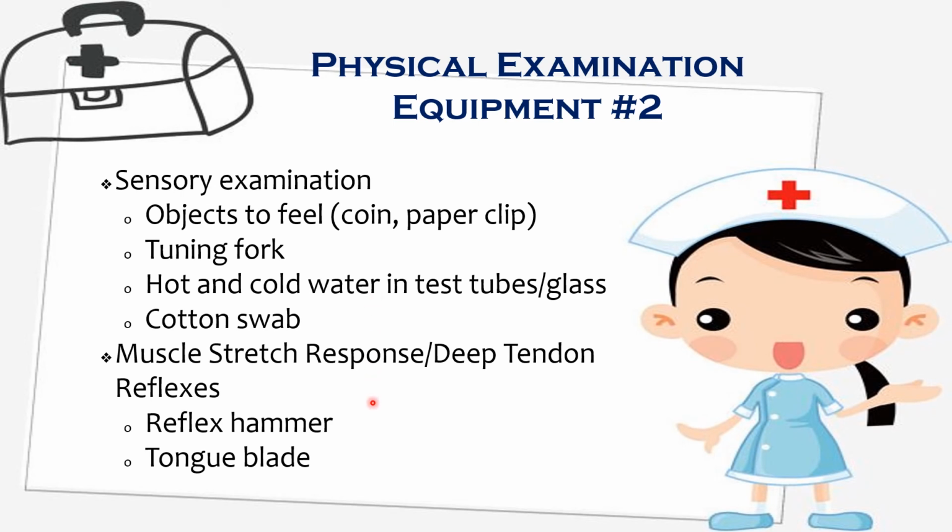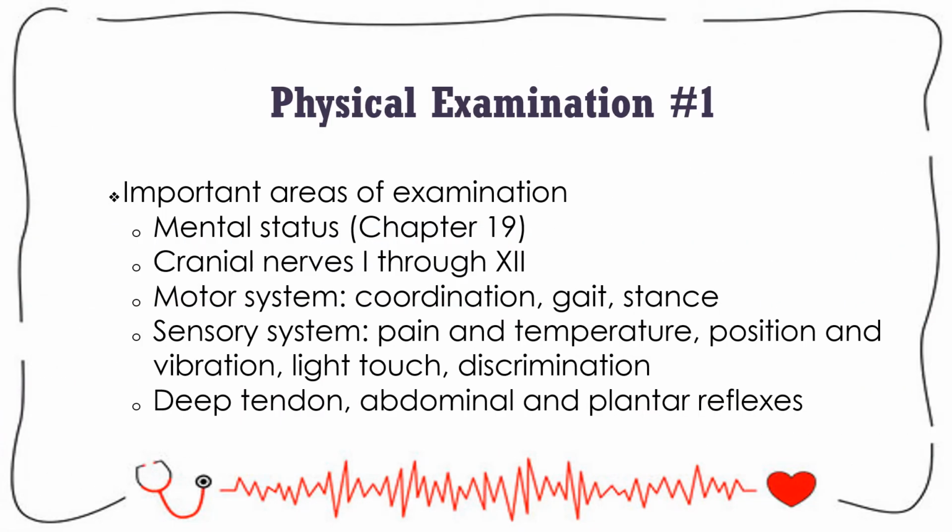Okay, so for the examination of the sensory, you will need the following equipment or materials: objects to feel like coin, paper clip, tuning fork, hot and cold water in test tubes or glass, cotton swabs. For the examination of the muscle stretch response or the deep tendon reflex, you will need your reflex hammer and tongue blade. Okay, so these are the important areas of examination.